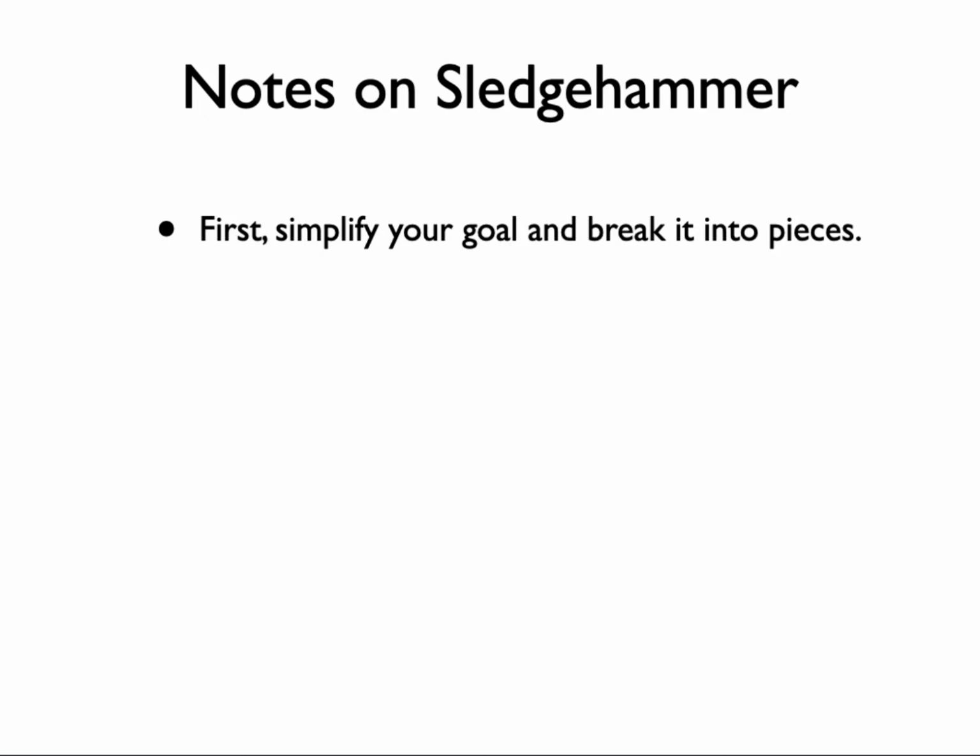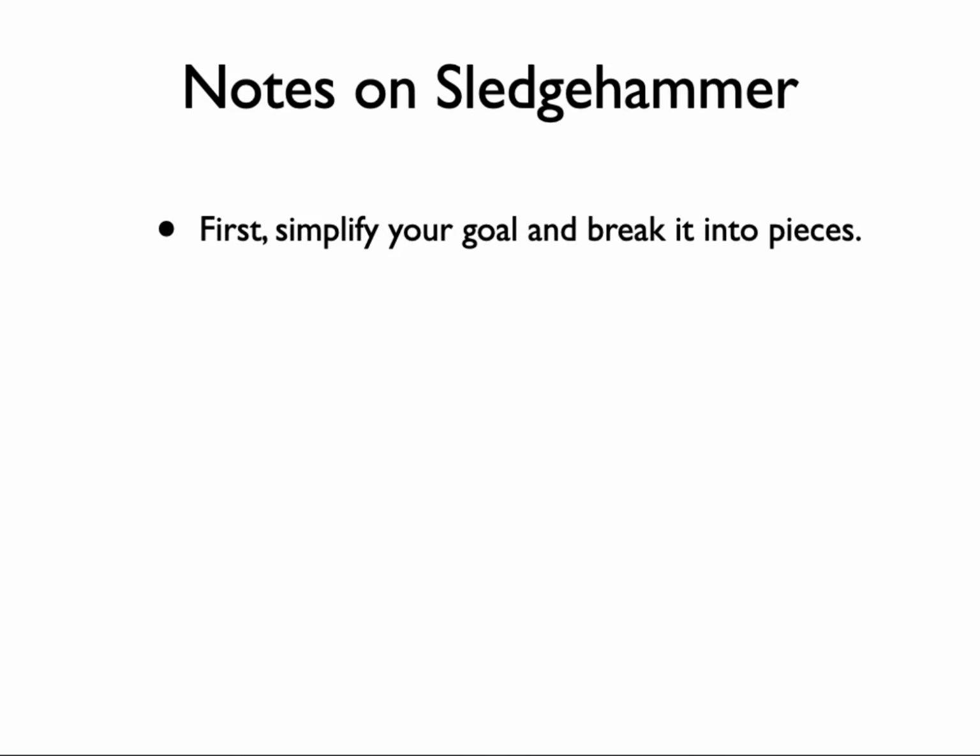How to get a good result. There's stuff that Sledgehammer is really good at and things it isn't. So firstly, you should never give Sledgehammer something in its raw form. Try and simplify it as much as possible. Auto is really good for this. So just call auto, and that will do what I said. It will simplify things, it will break them into pieces. Any other simplifications are also helpful.